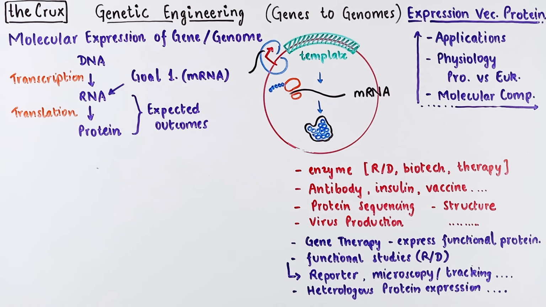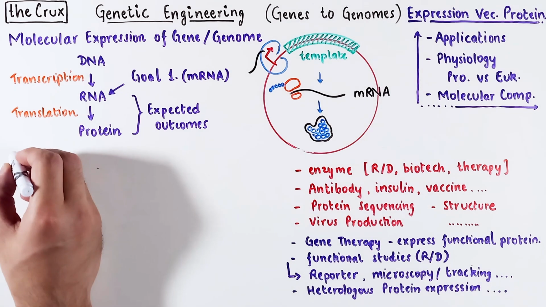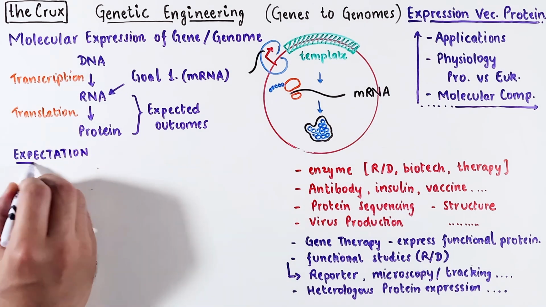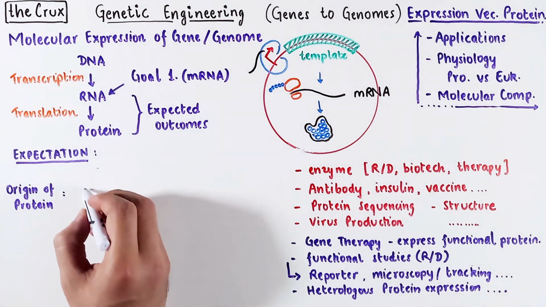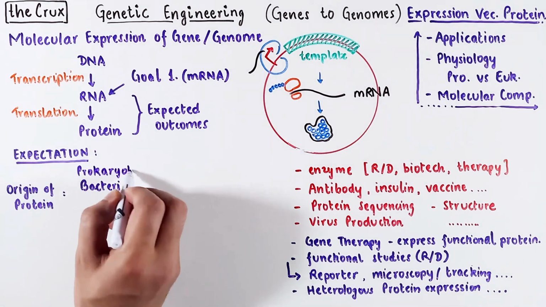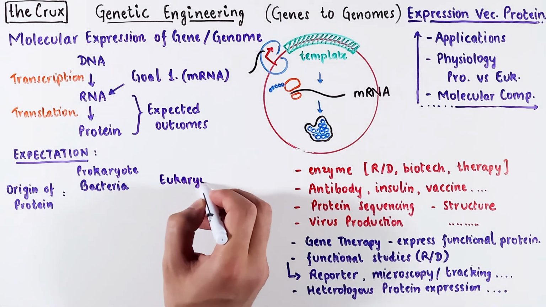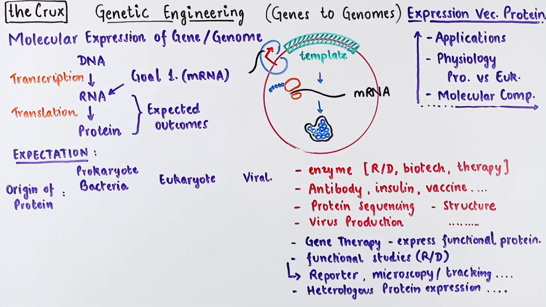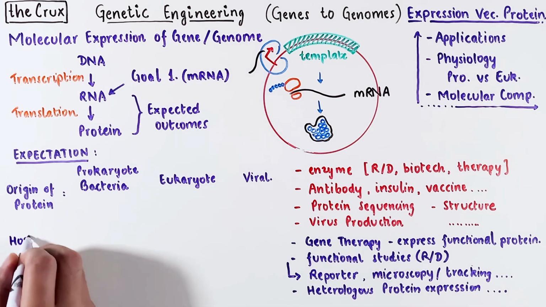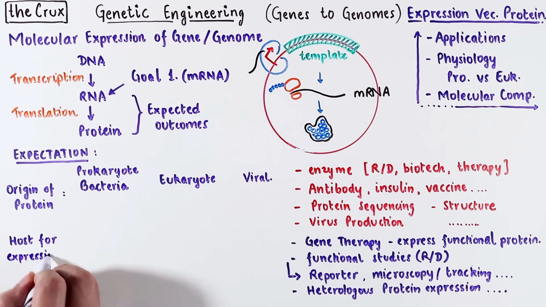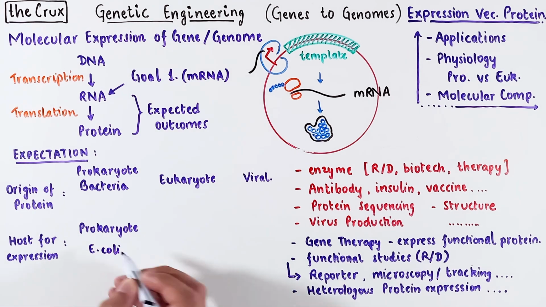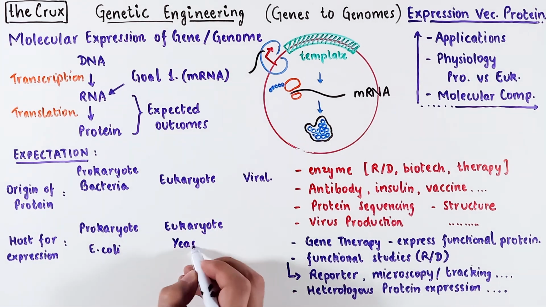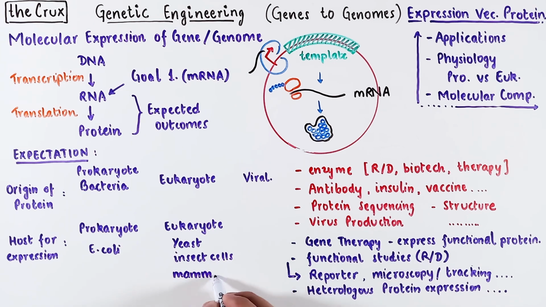Let's envision the realistic expectation when working with protein expression vectors. The first expectation is around the origin of protein. This could be from a prokaryote or a eukaryote or a viral species. You have the protein origin, but now you want to express this protein in a host. And your options are a prokaryote like E. coli, or eukaryotes like yeast, insect cells, mammalian cells, or perhaps even plant cells.